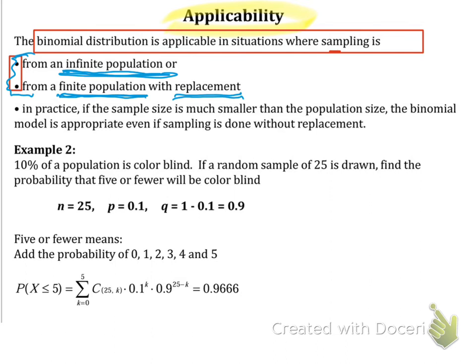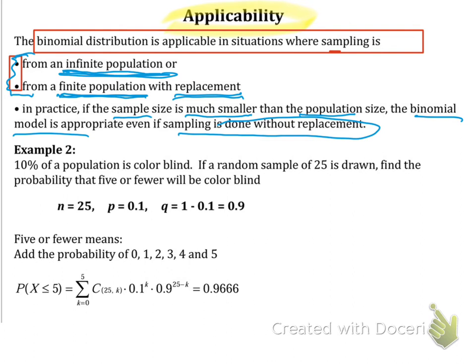In practice, if the sample size is much smaller, this is the key point actually. If the sample is very small compared to the population, which is infinite, or it is finite with replacement, if the sample is much smaller than the population size, then the binomial model is appropriate. This could be a question in the exam, okay? That when we can use this binomial distribution, if the sample size is very small compared to the population size. And even in some cases, even without replacement, they are using the binomial distribution.